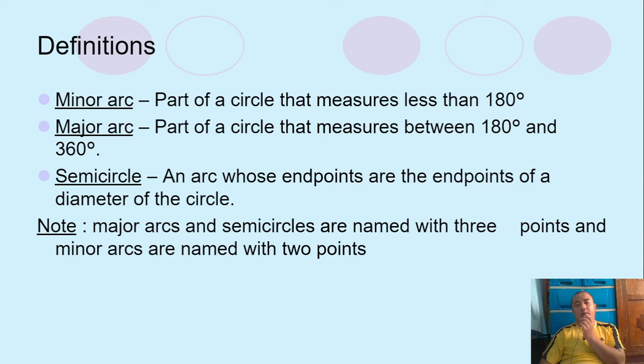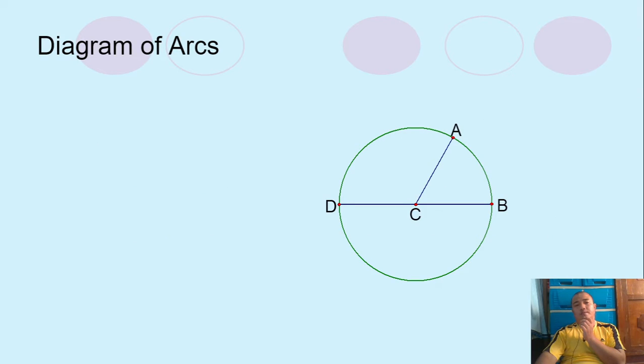More definitions, minor arc is a part of a circle that measures less than 180 degrees. Major arc, part of a circle that measures between 180 degrees and 360 degrees. Mas malaki yung major arc. Semicircle is an arc whose endpoints are the endpoints of the diameter of a circle. And note, major arcs and semicircles are named with 3 points, and minor arcs are named with 2 points.